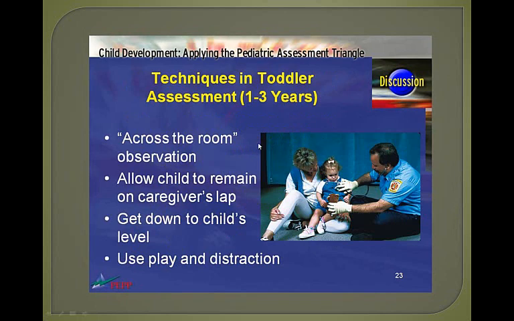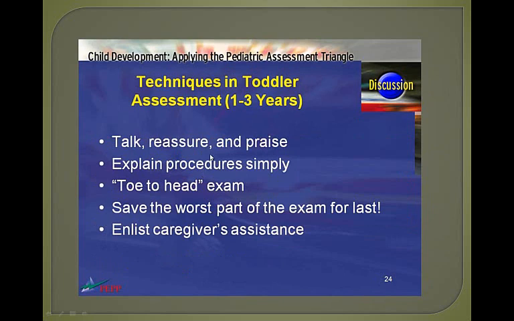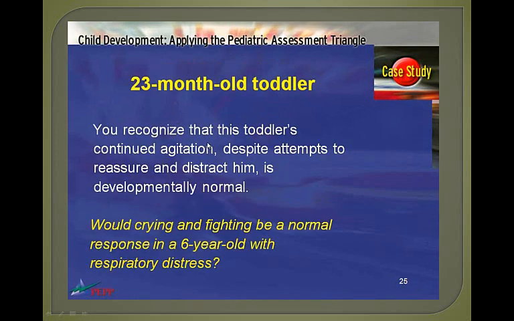When you are assessing a toddler, it's great to be able to assess them from across the room, allowing the child to remain in their caregiver's lap. Always get down to the child's level and use play and distraction. Talk, reassure, and praise the child. Use funny voices. Be silly. Explain the procedure simply. Do a toe-to-head exam. Save the worst part of the exam for last. And enlist the caregiver's assistance.